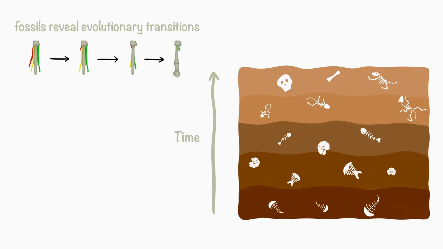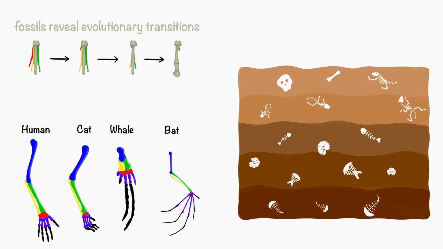The evolution of horses, for example, can be traced from small, multi-toed ancestors to modern single-hoofed species through numerous intermediate fossils. Comparing anatomy, which means structure, gives us another line of evidence through homologous or similar structures. The front limbs of humans, cats, whales, and bats contain the same basic bone arrangements despite serving different functions. These structural similarities suggest descent from a common ancestor.